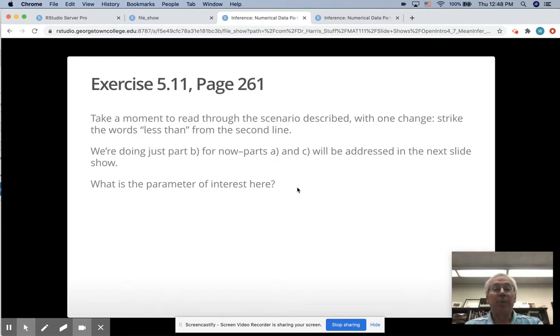But let's look at an example now. We've talked about conditions, and we've got our formula for confidence intervals. Let's actually work through an example where we find a confidence interval. Let's go to page 261 in our textbook.